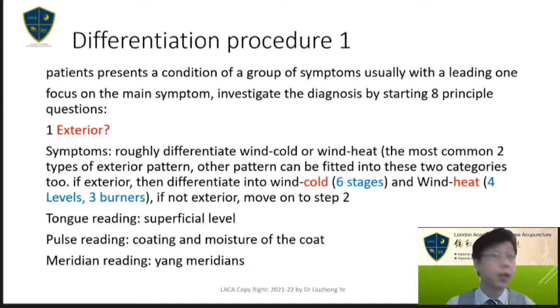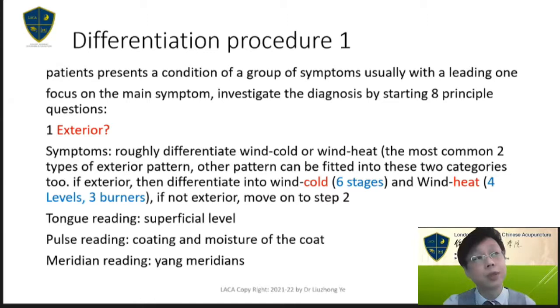So first the question will be, is it exterior? So definitely you need to look into the symptoms related to the exterior. Then for that, you need to identify the cold and heat deviation. So if you find these are cold symptoms, you go down to the 6 channels or 6 stages. And if you find this is wind-heat oriented, then you go down to the 4 stages or 4 levels, whatever. Or 3 burners, normally related to dampness issues.